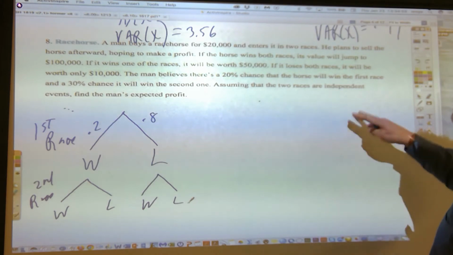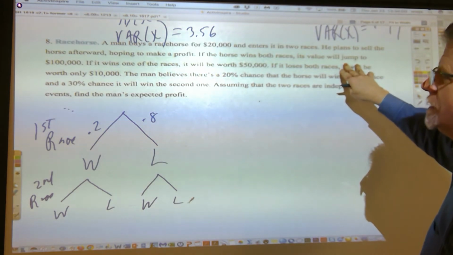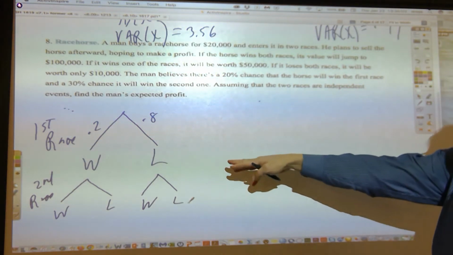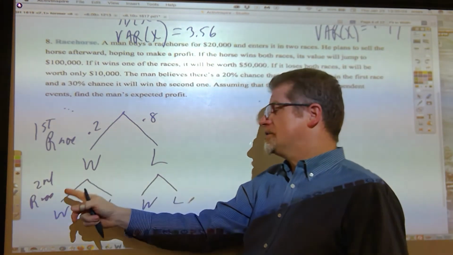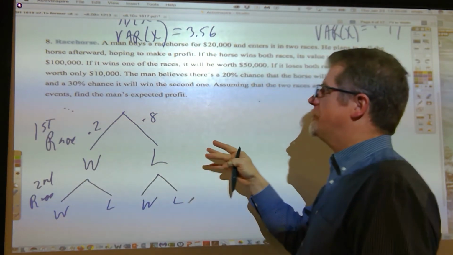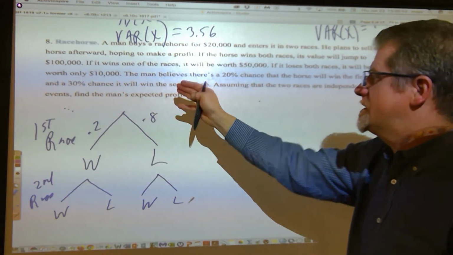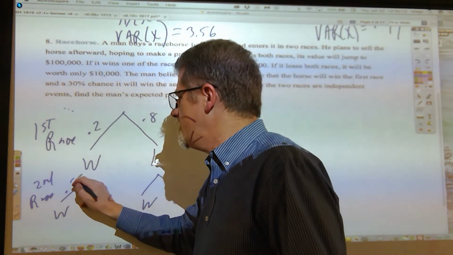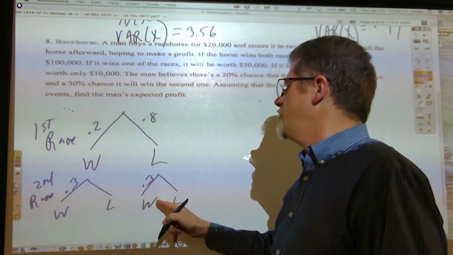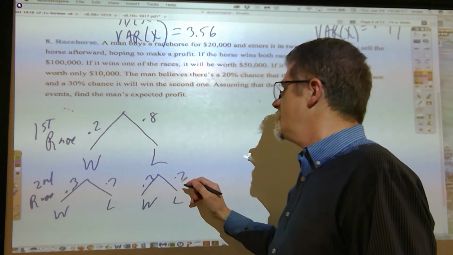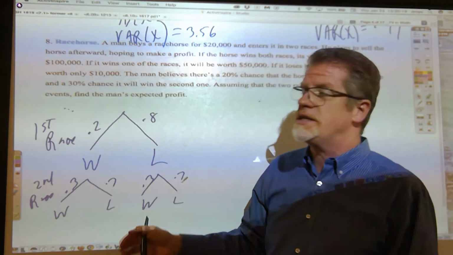Now, so its value will jump to 100,000. Now, friends, are these winnings independent? Like, is winning the second race independent of whether you win the first race? Well, he believes there's a 20% chance to win the first and a 30% chance the second. So it doesn't matter whether you win the first one, there's a 30% chance of winning the second race, so 0.7. So you can tell that winning the second race is independent of winning the first race.